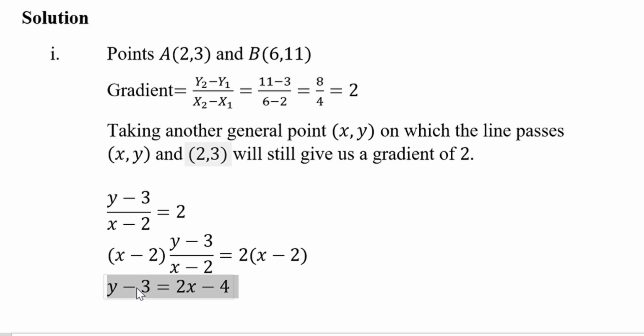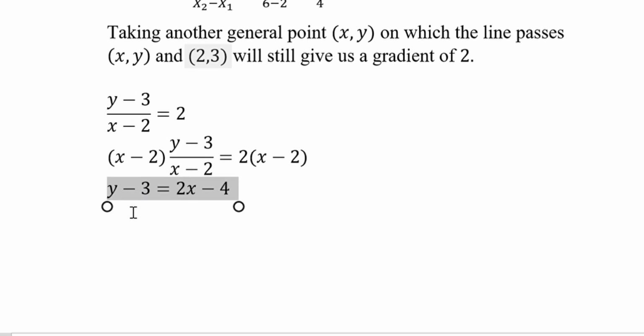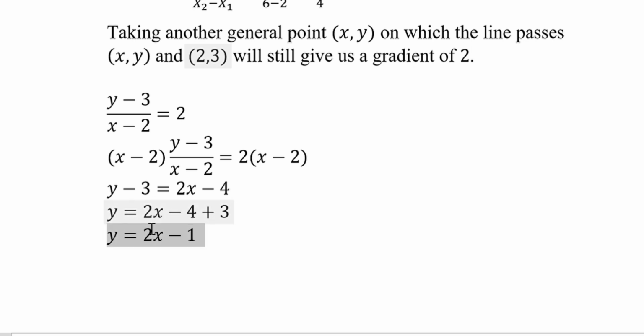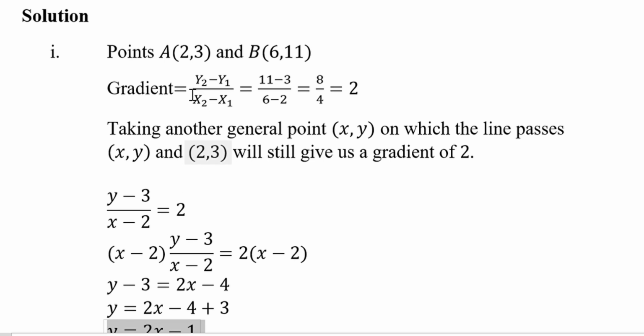Now we take this 3 across equal signs. We shall have y remaining here being equal to this 2x minus this 4. Then when this negative 3 crosses equal signs, we shall change it to positive 3. If you simplify this, you will get negative 1. So we can write this equation as y is equal to 2x minus 1. And this is the equation which passes through these 2 points here.